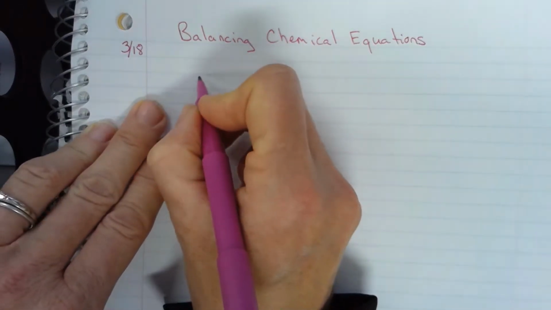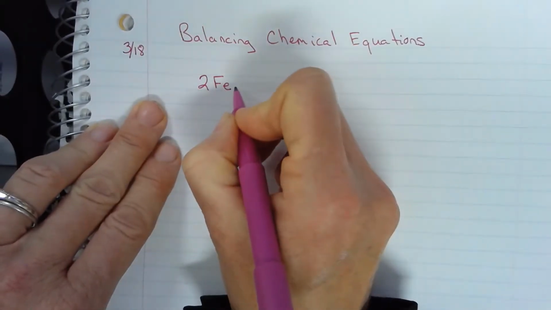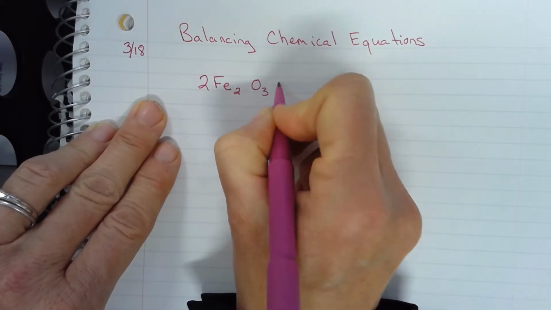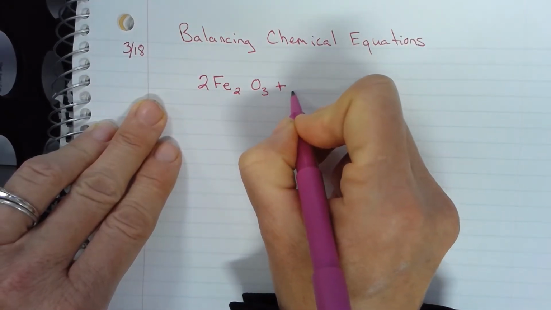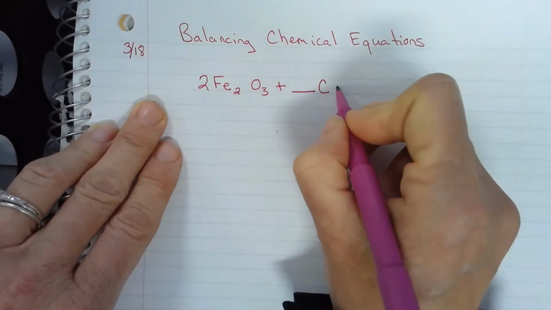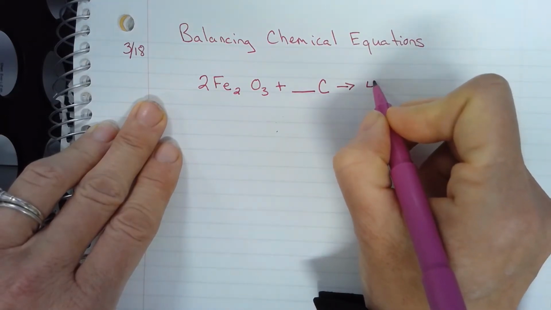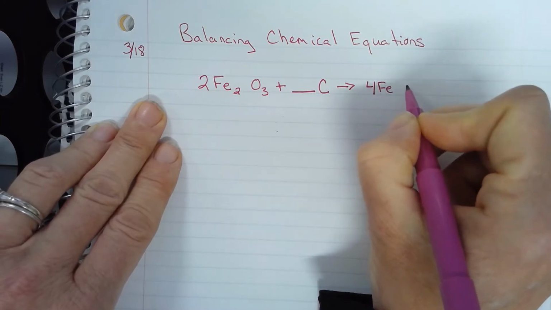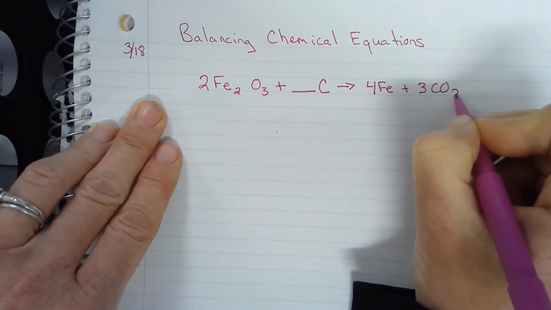Okay, so let's say that I have 2Fe2O3 plus, I'm going to give it to you easy, blank carbon. So I'm going to know that that's where I'm going to put my coefficient. Equals or yields 4 irons plus 3 CO2.